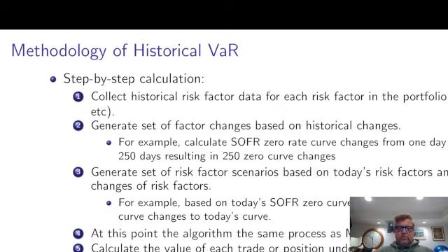So then, now I have these 250 scenarios. Step 5 is that I calculate the value for each trade under the simulated market data scenario. Then I sort the returns again from worst to best, and I determine the value at risk at the specific confidence level. So for example, if the 95th percentile is -2%, then there's a 5% chance that losses will exceed 2% of the current portfolio value.